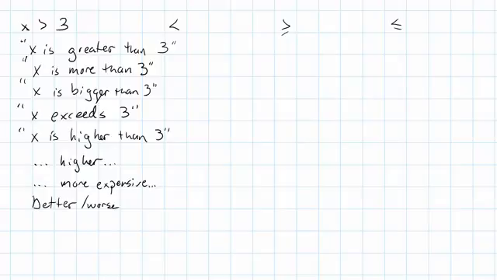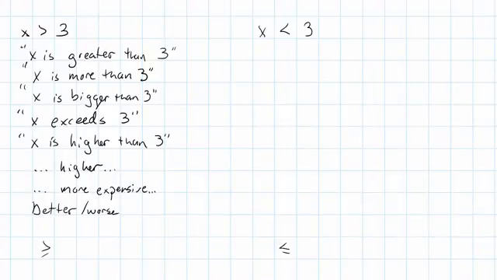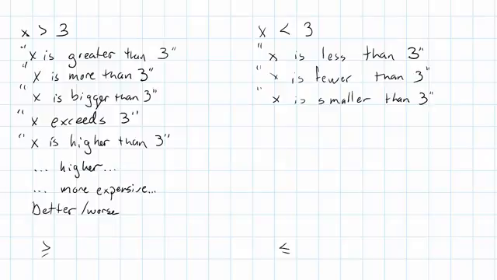Alright, what about the opposite? What about less than? What if we wanted to describe the sentence x is less than 3? Well, we might again use exactly that phrase. Other words we might use are things like fewer or smaller. We might say, and this is an odd turn of phrase, x is exceeded by 3. Note the difference between exceeds and is exceeded by.